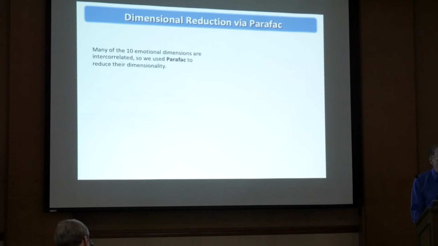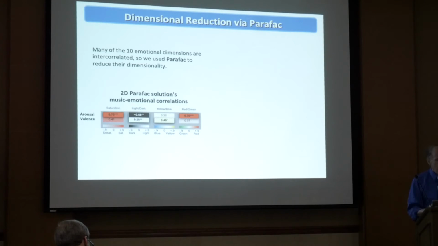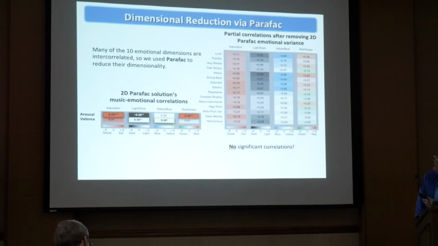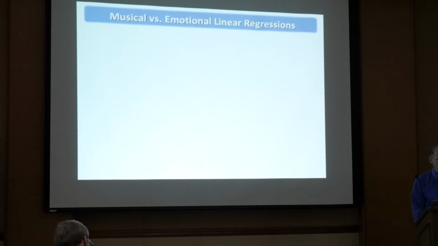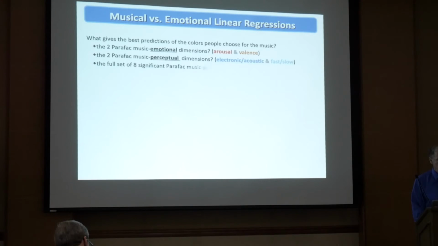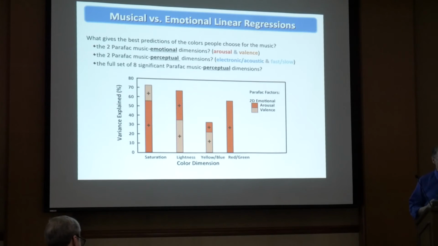And you can do this again, even with just those two emotional dimensions of the multidimensional scaling, arousal and valence. And again, you get rid of all 14 of those significant correlations just by looking at those two emotional factors. The other way to look at this is to try to look at the extent to which you can predict people's color preferences from looking at the emotional versus the perceptual correlations. And these are the data that's showing the percentage of variance that you can explain using the arousal and valence emotional dimensions for each of the 4 color dimensions.